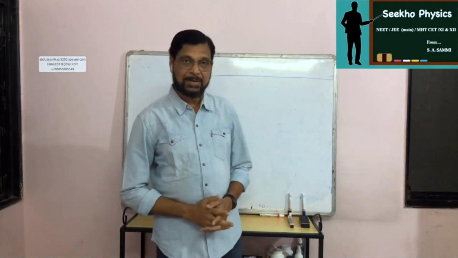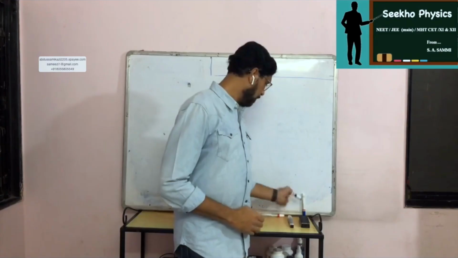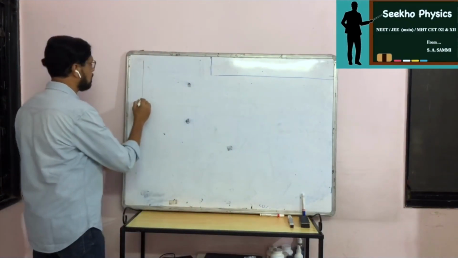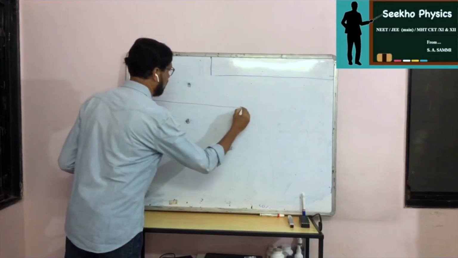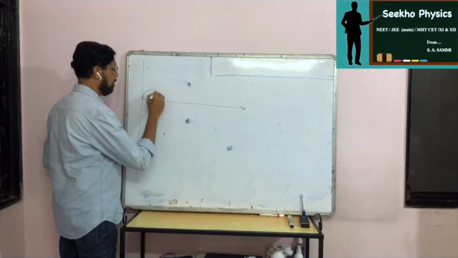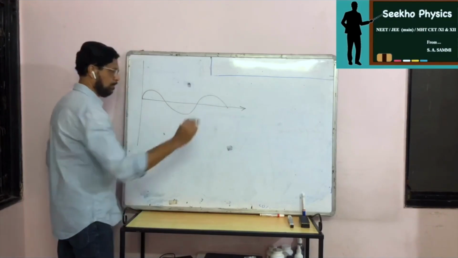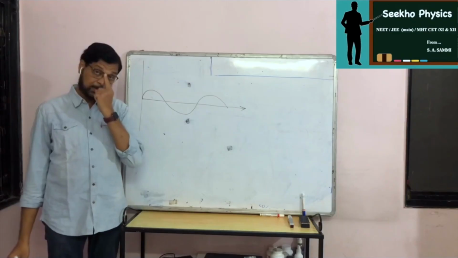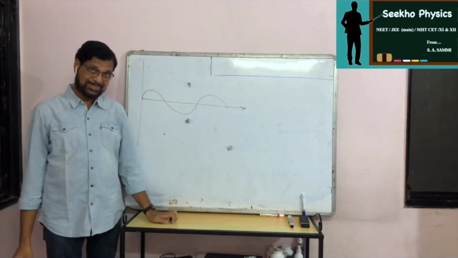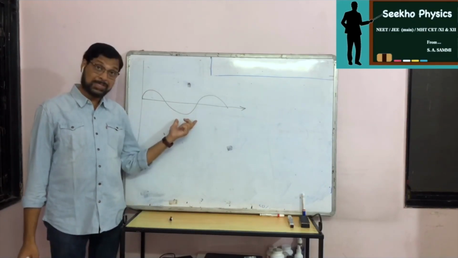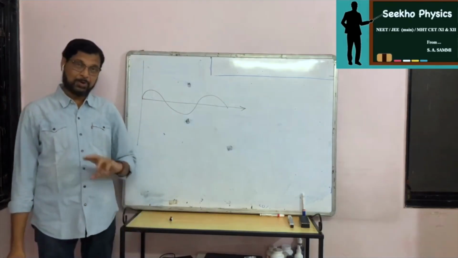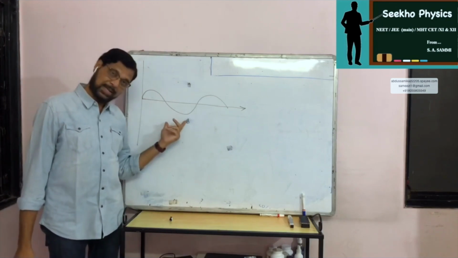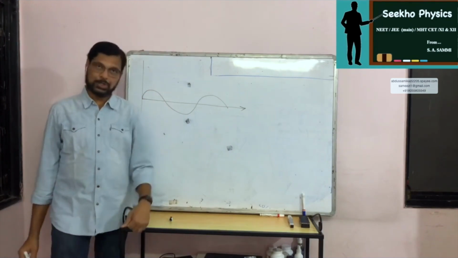If you consider a wave, suppose this is the y-axis, this is the x-axis, and this is a wave. Which wave is it? Transverse or longitudinal? It may be transverse, it may be longitudinal, because both waves can be represented in this form. It can be a transverse wave, it can be a longitudinal wave.